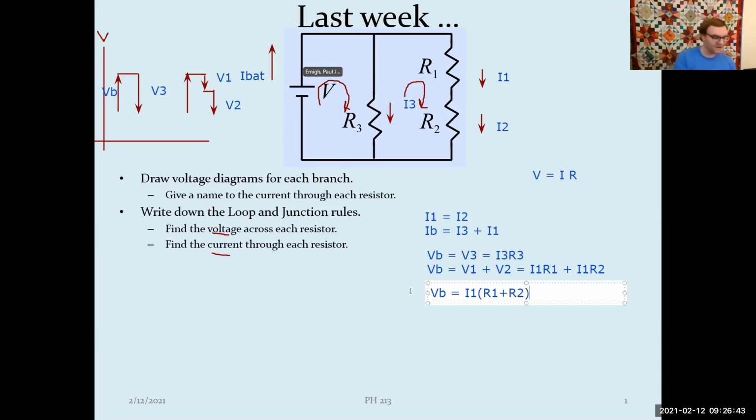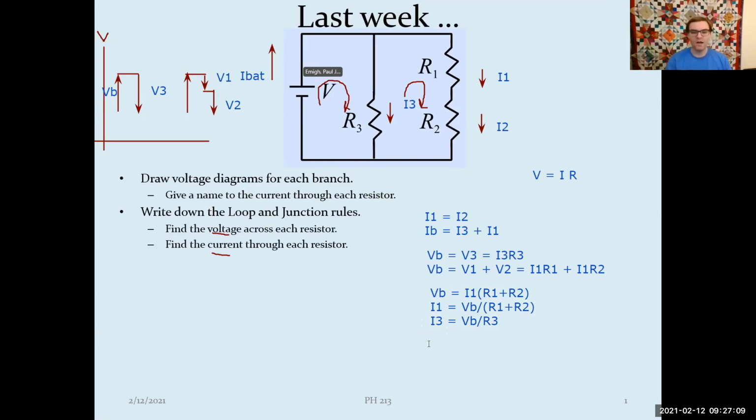But I'm actually basically done here, right? I solved this equation and I get I1 is equal to VB divided by the sum of the resistors, like so. And I can do the same thing for I3, right? I3 is going to be equal to VB divided by R3. And if I want the voltages, I just multiply those I's by the corresponding resistances.